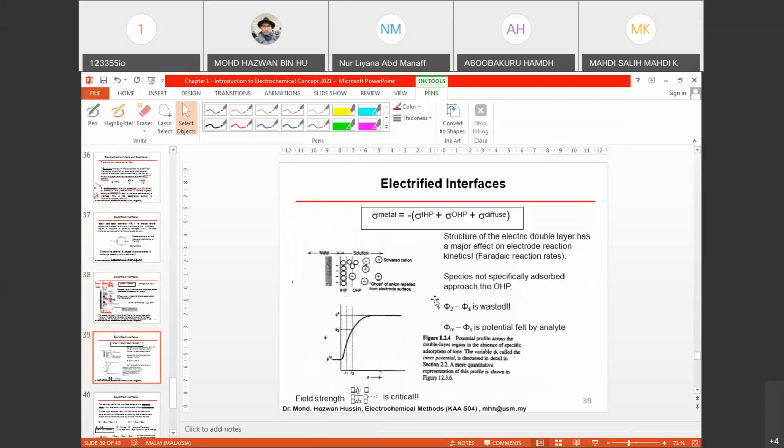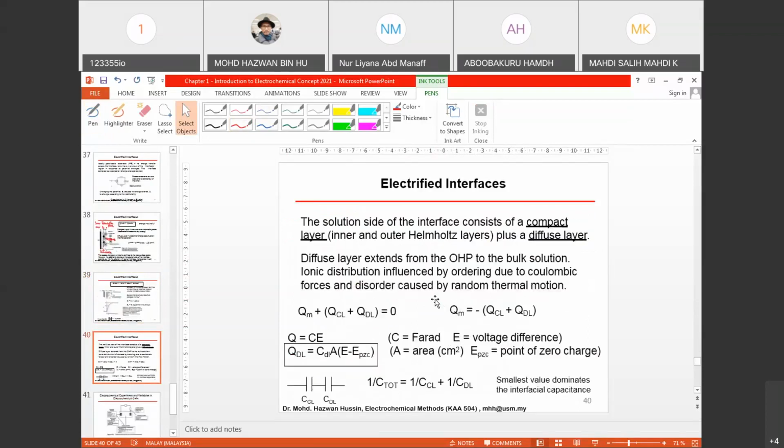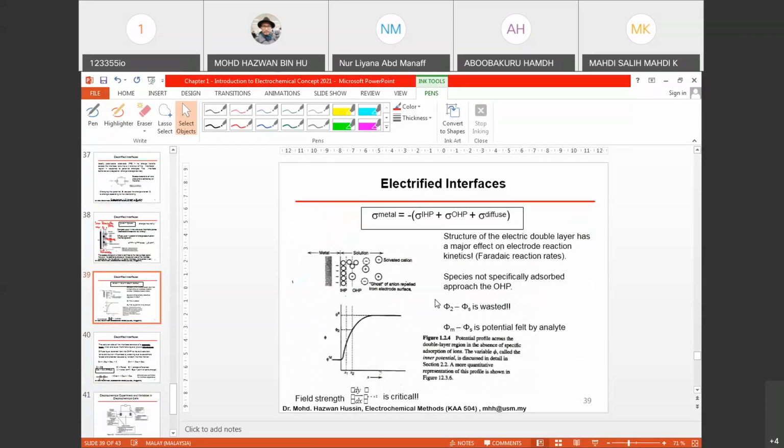And then you also have the overall interface. Sigma is known as the interface. So the interface of a metal is basically the sum of the interface at the inner Helmholtz plane, the interface at the outer Helmholtz plane, and the diffuse interface.